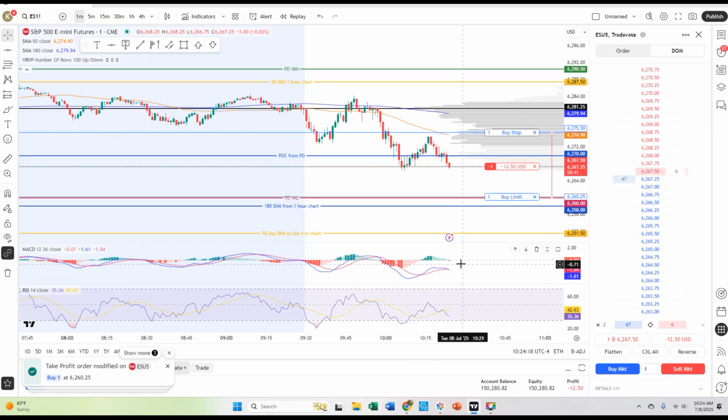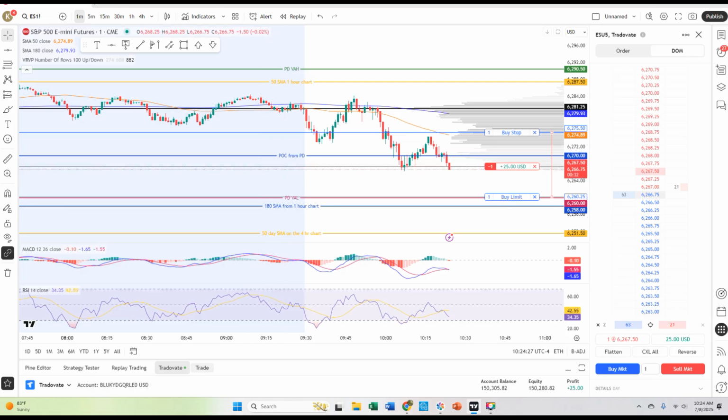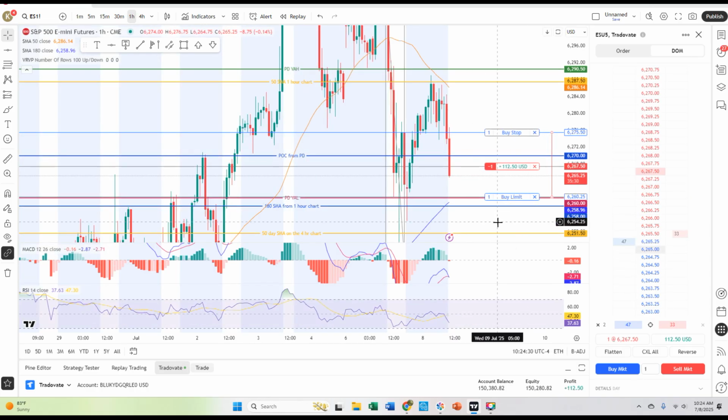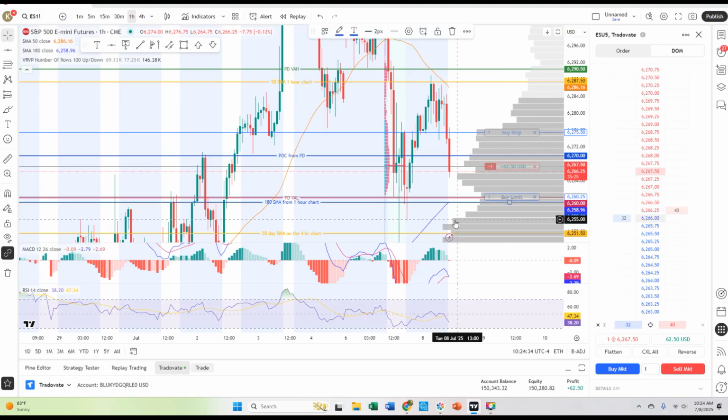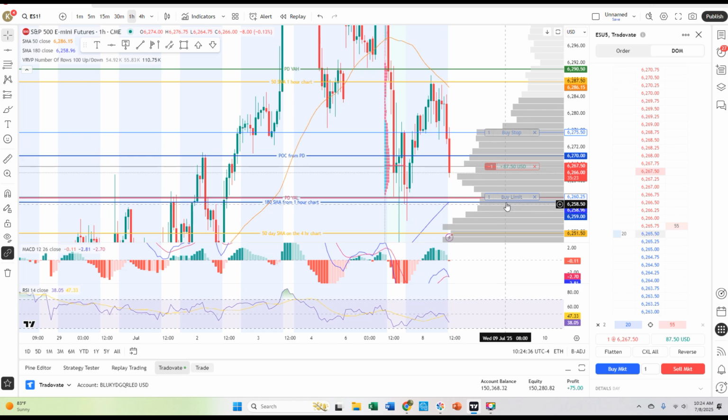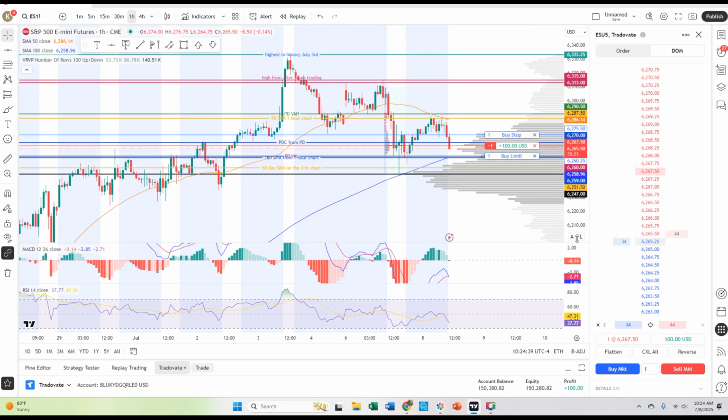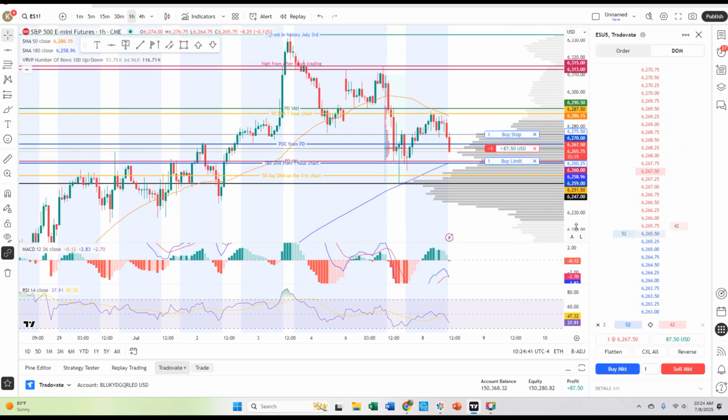Alright, so let's go back and look at the 1 hour chart and make sure that hasn't modified its position. Ah, it has come up. Alright, so I think that's probably where it's going to go to.